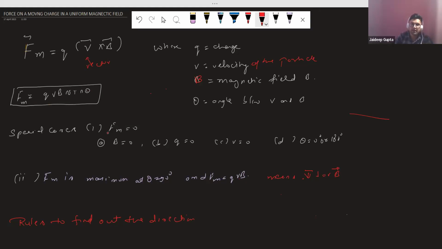Now there are two cases. When do we say the force is zero? Either the magnetic field is zero, charge is zero, velocity is zero, or the charge moves parallel to the magnetic field, meaning theta equals zero, or anti-parallel to the magnetic field, that is theta equals 180 degrees. The second case is, when is the force maximum? When theta is 90 degrees. If the velocity is perpendicular to the given magnetic field, then the force experienced by an electric charge will be maximum, that is F maximum equals QvB. This is the maximum force experienced by an electric charge in magnetic field.